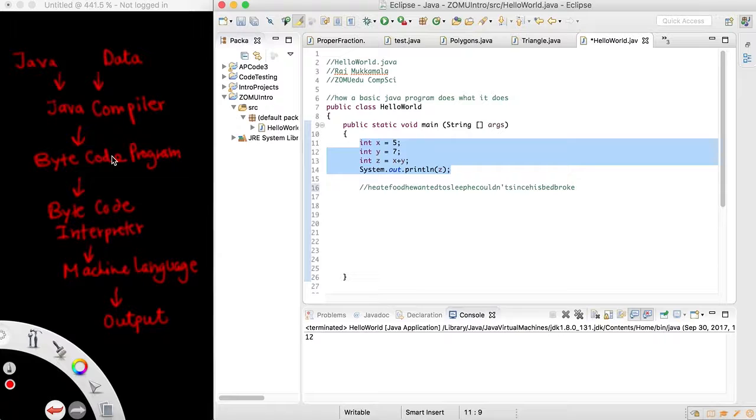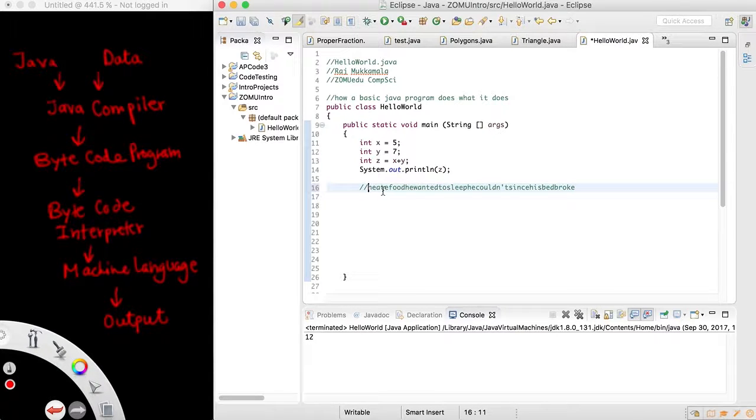And this bytecode is just a bundle of letters and different aspects that the computer can understand, but it still is not readable. It's still not something that you can actually execute. And why is that? Well, to give you another metaphor, read this sentence. He ate food, he wanted to sleep, he couldn't since his bed broke. Well, it was very difficult to read that, right?